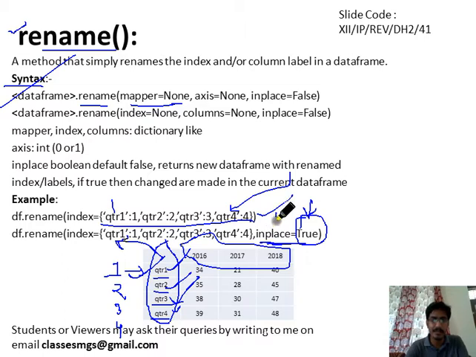In this case, by default the inplace argument is false and it will return a new data frame if you don't pass inplace equals to true. It will not change the original data frame; it will create a new data frame, change the indexes and return it in the response. So this is how the inplace argument works. So these are the examples. Let me move ahead.